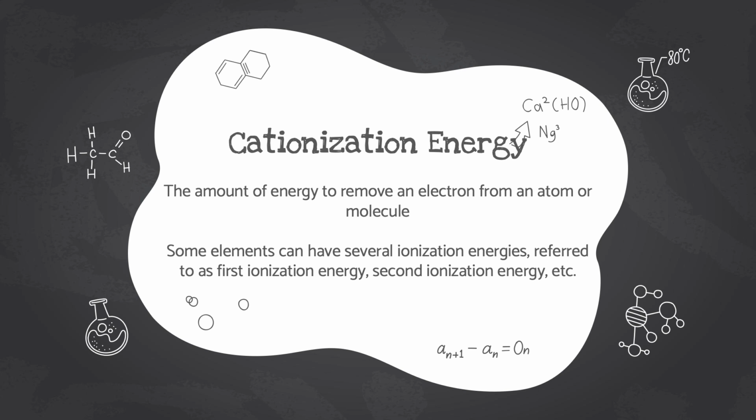Some elements can have several ionization energies referred to as first ionization energy, second ionization energy, and so on. The first ionization energy is the energy required to remove the outermost highest energy electrons, and the second ionization energy is the energy required to remove any subsequent high energy electrons from the cation. And it continues from there.